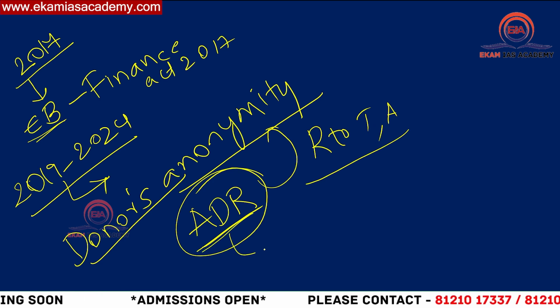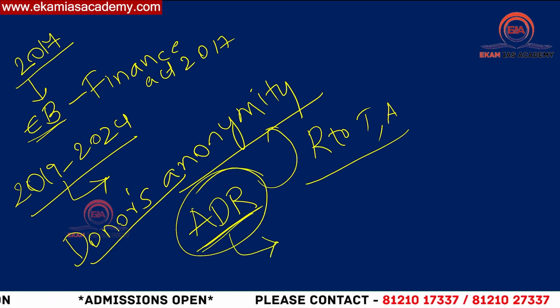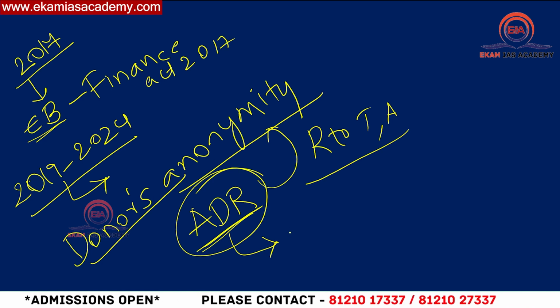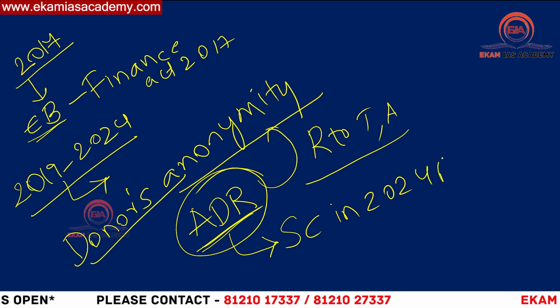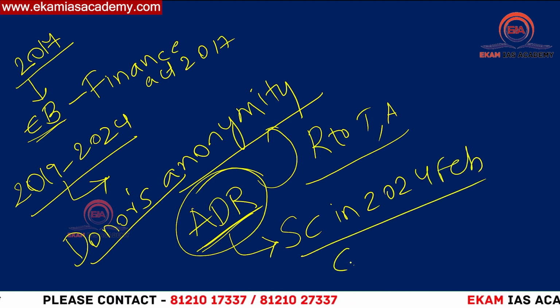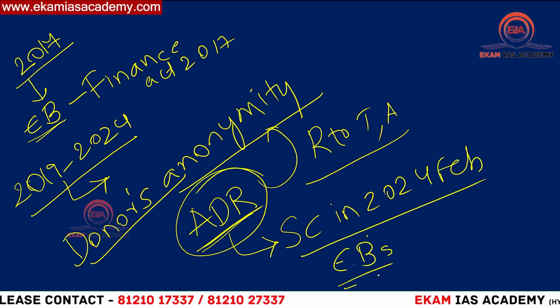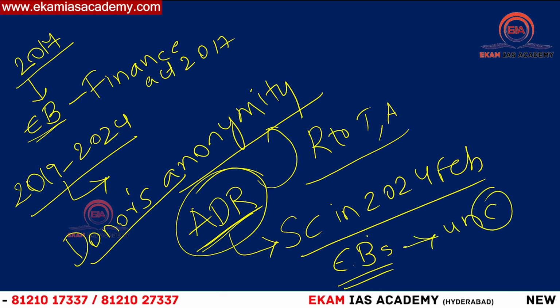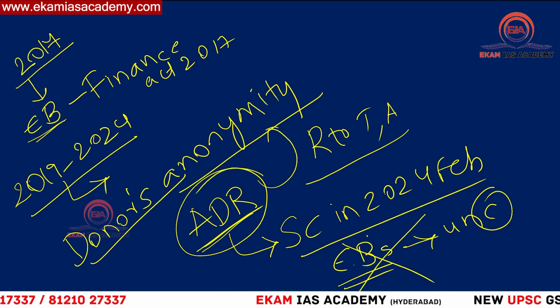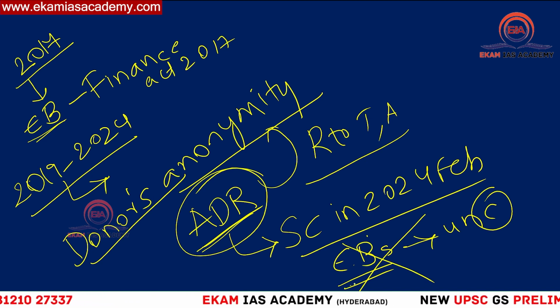After a series of petitions being filed and after reviewing all these things, the Supreme Court in February 2024 clearly said that this electoral bond scheme, if it is maintaining this donor anonymity, is clearly unconstitutional. So it was quashed by the Supreme Court already.